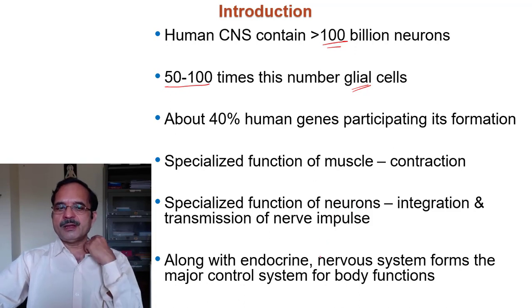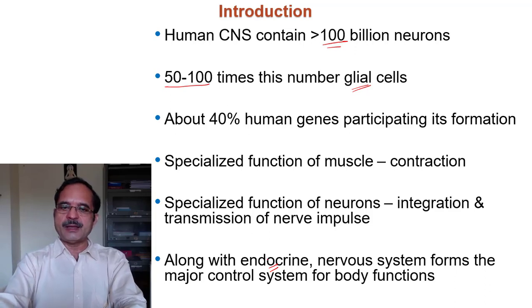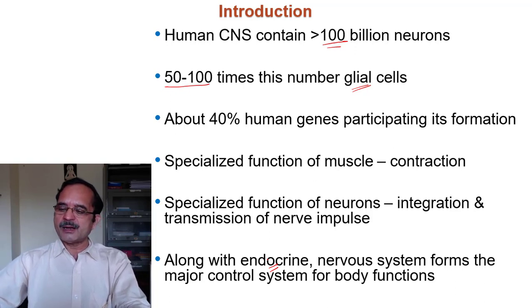Now along with the endocrine system, the nervous system forms the major control system of body functions. The endocrine system is responsible for generating different types of hormones. It is actually a feedback system. Based on the feedback, different types of hormones are generated, and those are actually chemical signals. So along with endocrine, the nervous system forms the major control system for body functions.